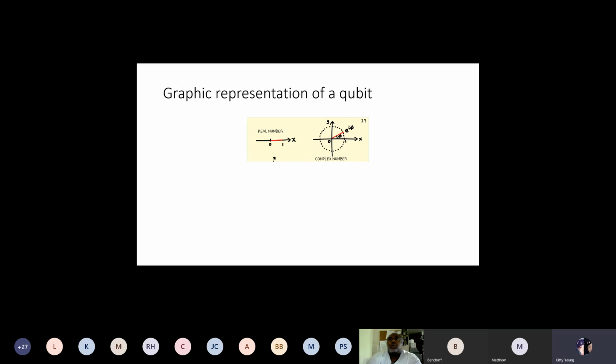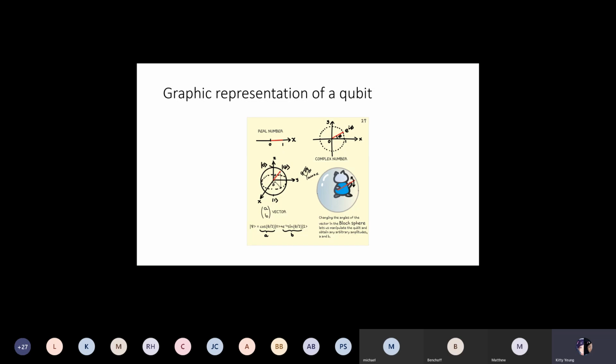Then we learn about complex numbers. Then you can use these two axes to represent a number that contains imaginary parts. So this horizontal axis is your real number, and vertical is your imaginary number. In terms of vectors, we again can use a graphic representation. So last time I already showed that a state can be written as a linear combination of 0 and 1.